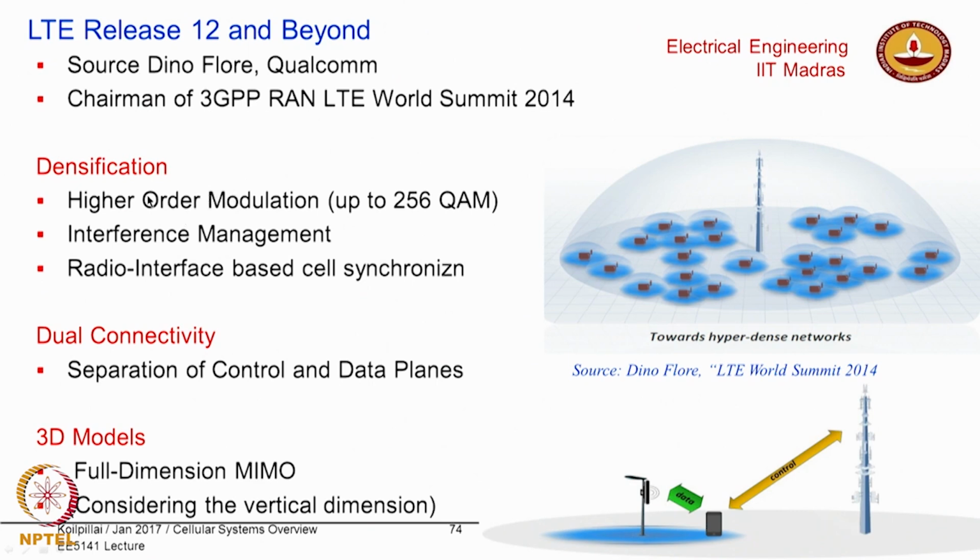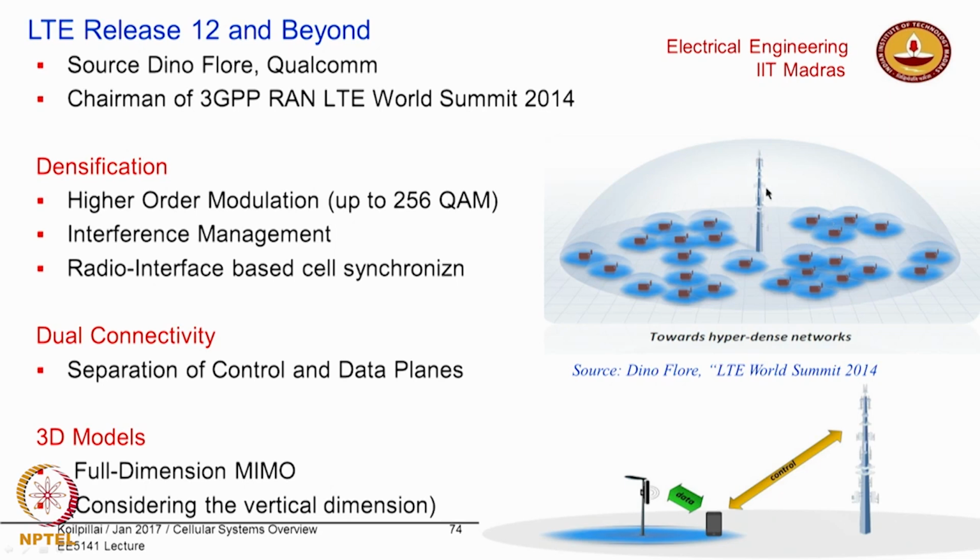Okay. So notice higher order modulation will be introduced in LTE up to 256 QAM. They will look at several methods of improved interference management. And one of the ways that it will be done is through the process of creating these small cells, femtocells, basically a large number of small transmitters to which users are connected.